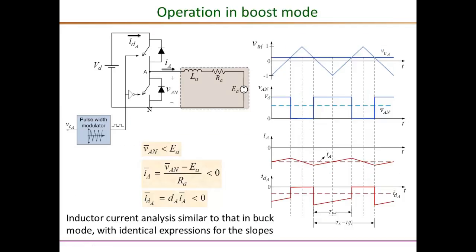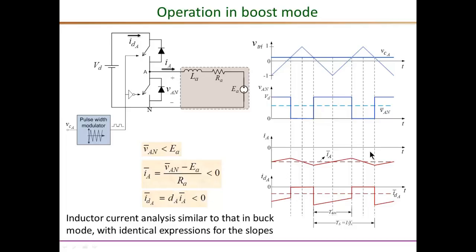The concept is very similar for the boost mode of operation, even though the waveforms look quite different. Because it is boost mode of operation, this VAN average, which is the average of this waveform, is less than E sub A, and the current therefore is negative, but the input current is given by the same expression, D times IA, and that is also negative, less than 0.